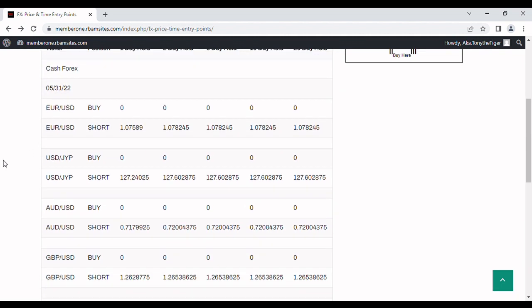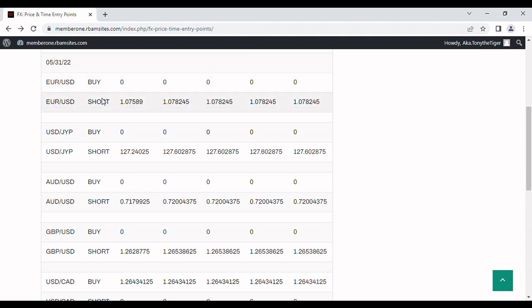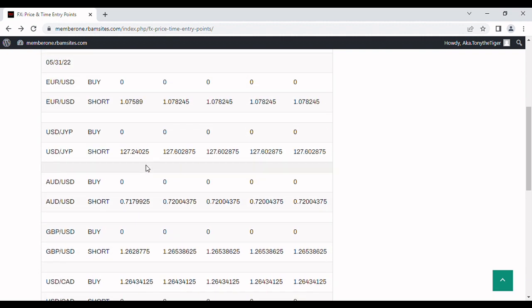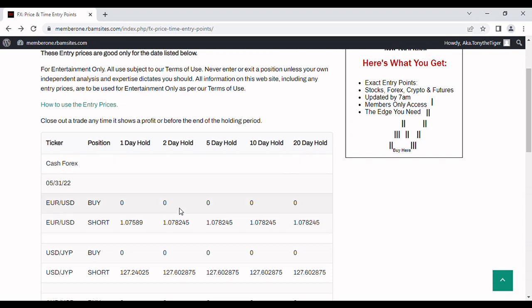If you scroll down here a little bit, you can see we covered the 7 major Forex pairs. Some are shorts, some are buys. Down here you have the US dollar versus Canadian dollar. And if you want to swing trade these, for example, for 2 days on a euro dollar, tomorrow you take a look at it. Tomorrow's the 31st. If it hit this point here, you could short it, hold it for a couple days, worst case close it out at a loss, or take your profit if you got one in the interim. And that's basically how this works.